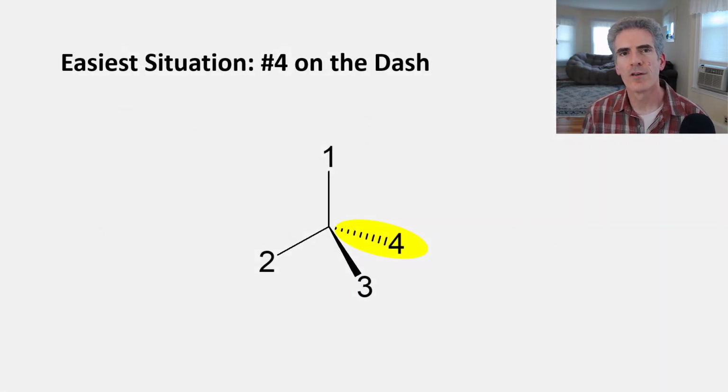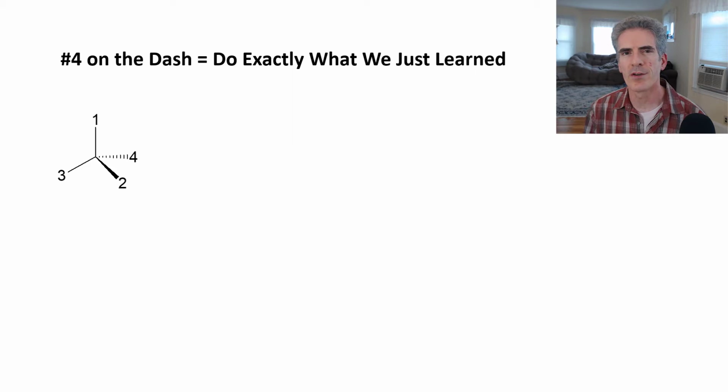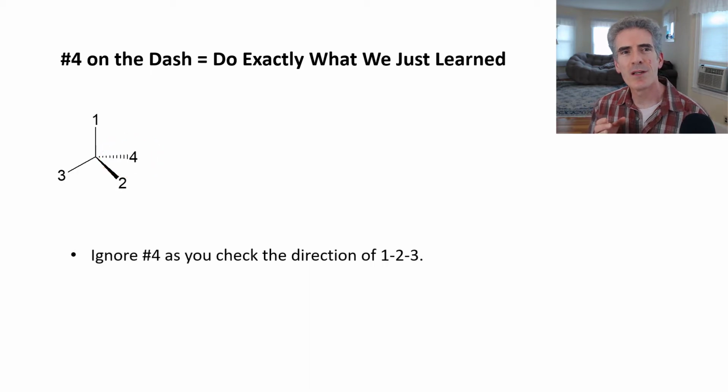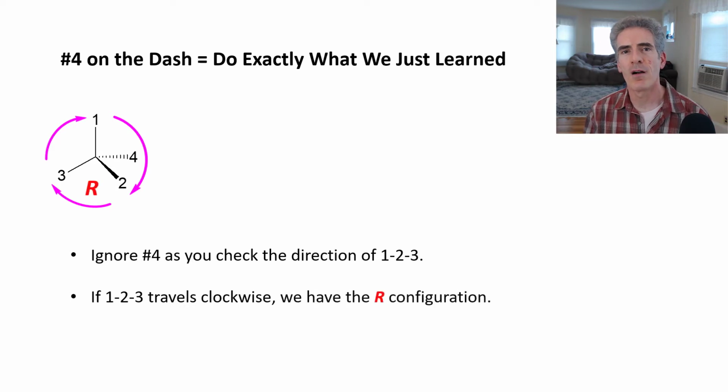All right, let's take a look first at the one that's considered the easiest of all, number 4 on the dash. So this is really just a repeat of what we already covered. Here's our 4 groups already assigned, and check it out. Number 4 is on the dash. So we said we check the travel of 1, 2, and 3. We ignore number 4. Here, 1, 2, and 3 appears to be going clockwise. It's going to the right. So we're going to call that letter R.